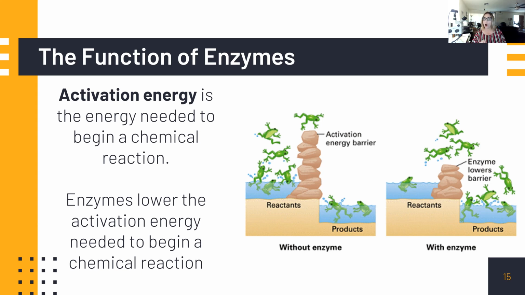So you could picture these frogs as lactose substrates, right? If there's no enzyme, it takes a lot of energy to break that lactose into glucose and galactose. Now let's look at the picture with the enzyme. The activation energy, the barrier, is lowered. So more frogs can jump over. To apply that to our chemical reaction, once that activation energy is lowered, there's many more lactose molecules that can be broken down. So remember that enzymes lower activation energy.